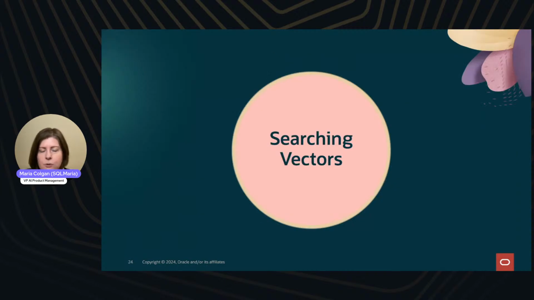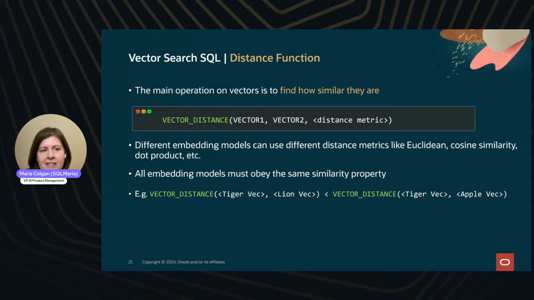Let's talk about doing the similarity search though. How do you go about asking to find similar things inside the database? We've made this really easy for you by introducing something called the vector distance function. Now, the vector distance function, as you can imagine, takes two vectors as input. Typically the thing you're trying to match is one of the vectors, and the other vector is typically coming from a column inside the database.